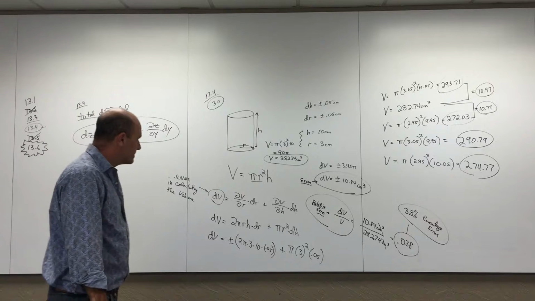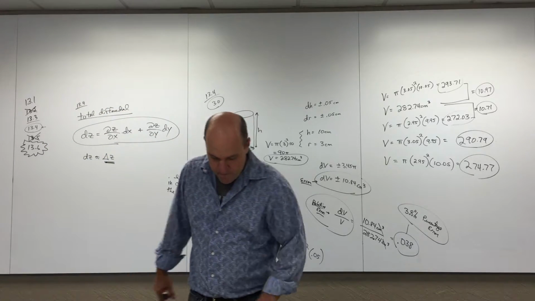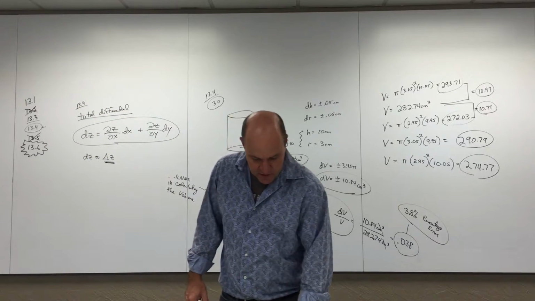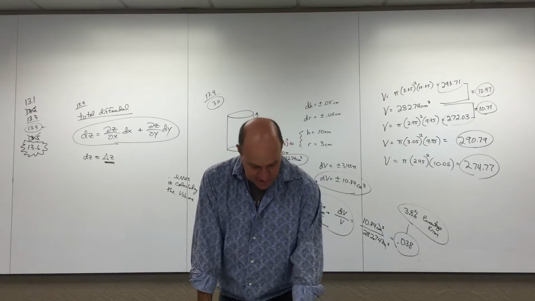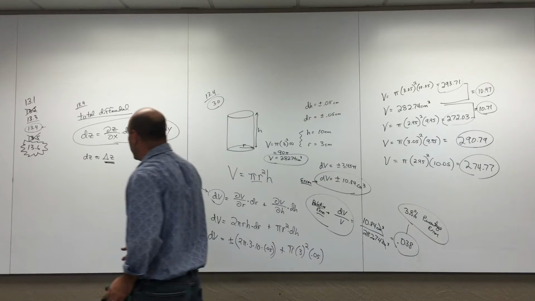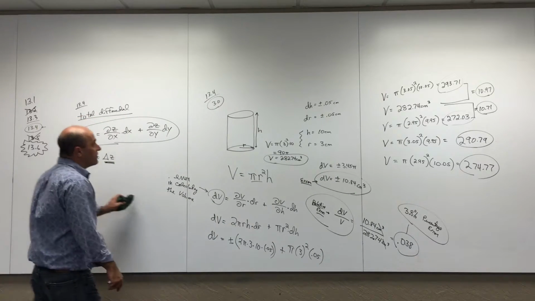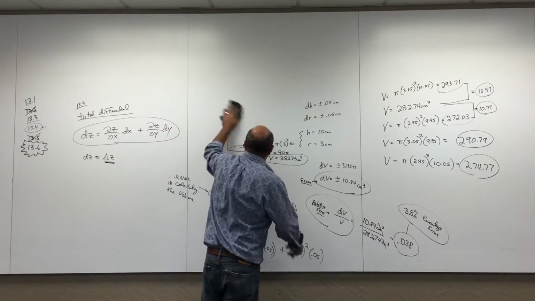I want to do another one. There's a lot of good ones. That was kind of easy and basic. Check out this. I'm going to do this 34 in the book. Here's another one. 34. I'll just erase all this.